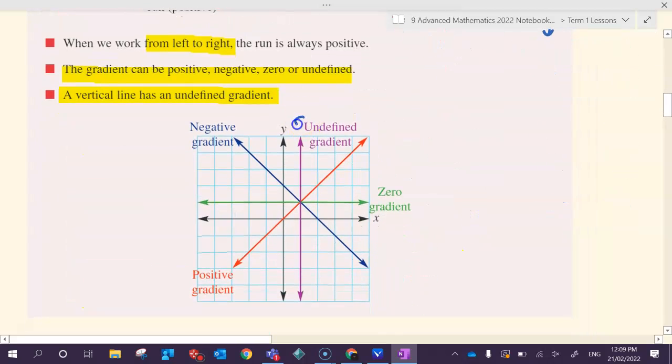This little special thing here. Positive, negative, zero we've seen. We've seen vertical lines, and I didn't explicitly mention what the gradient of a vertical line is. It's an undefined gradient. What do we mean by undefined, and why does it look like that?